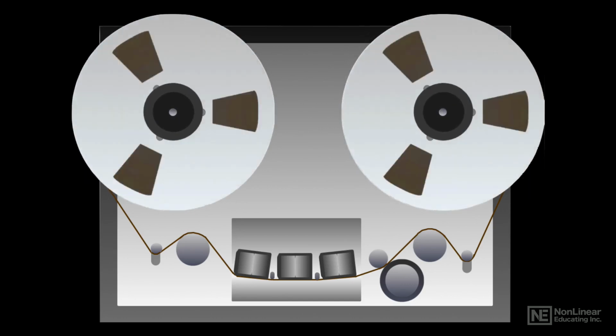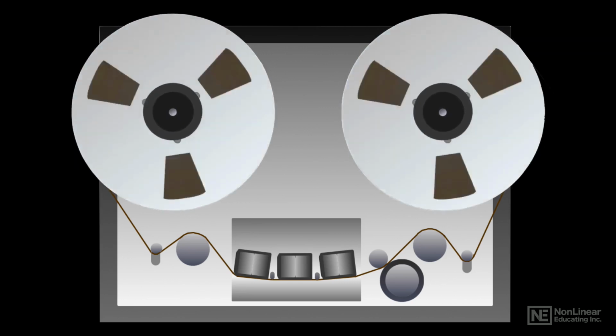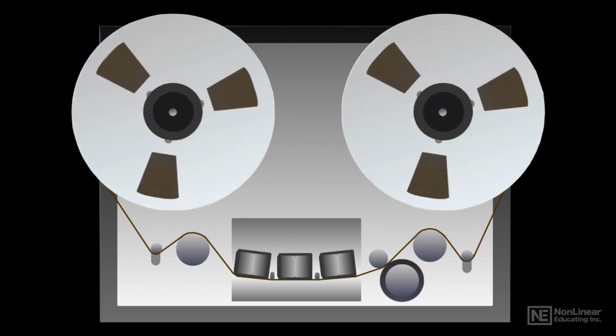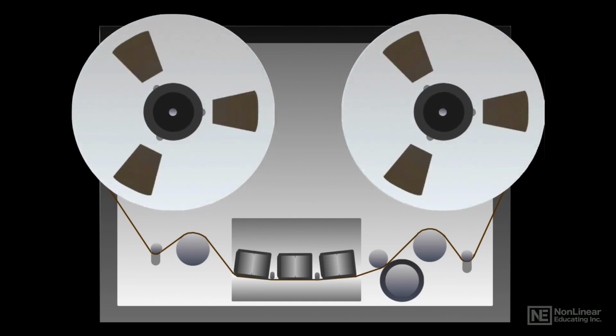30 IPS provides the best high-frequency response and greatest freedom from audible dropouts, but eats up a lot of expensive open-reel tape, especially in multi-track recording, and requires more robust motors and mechanicals to handle the tape at the higher speed reliably. 15 IPS is a good alternative and offers slightly better low-end response.